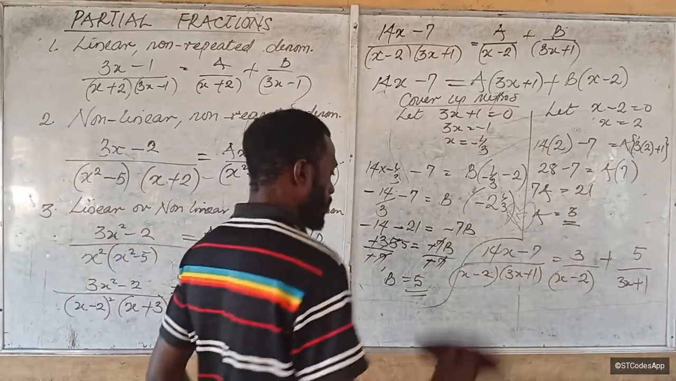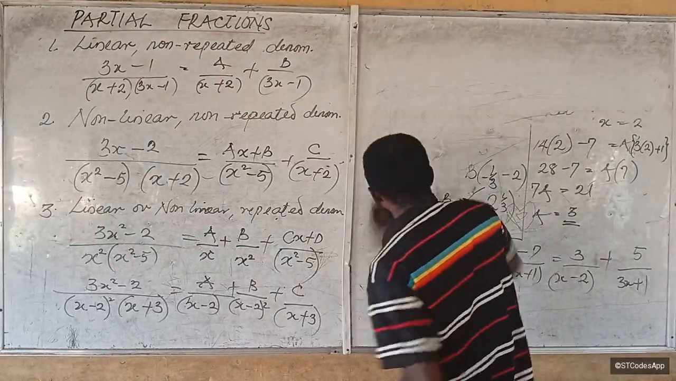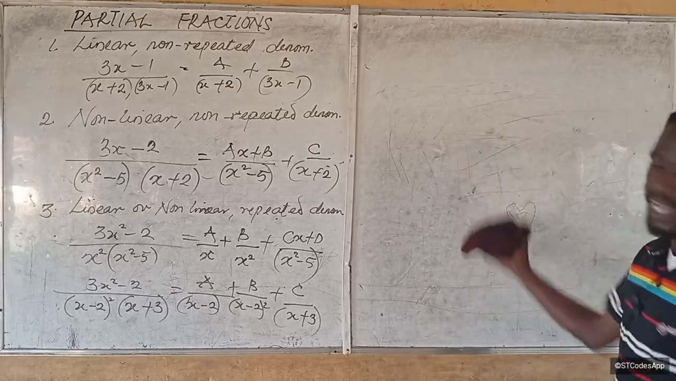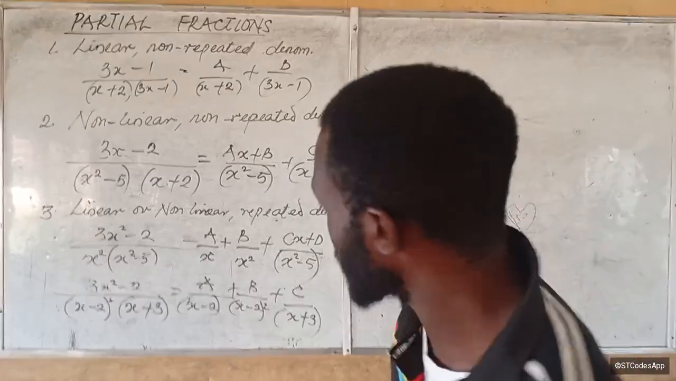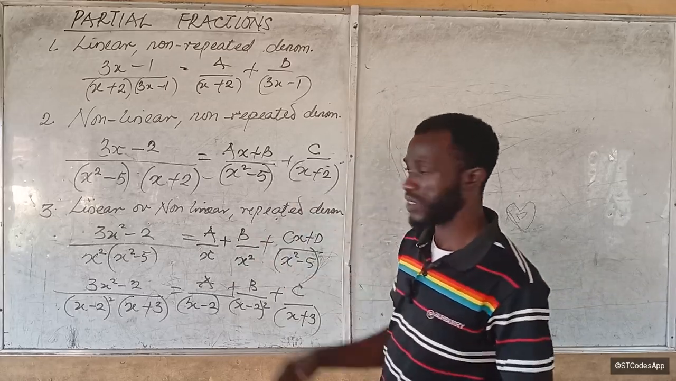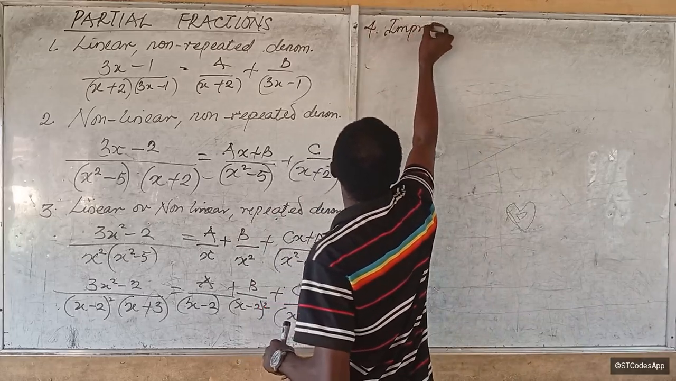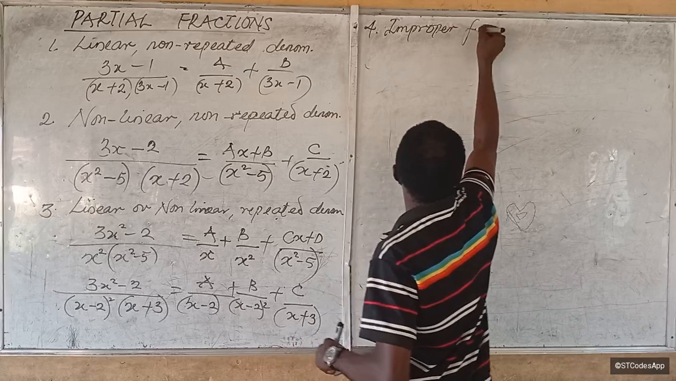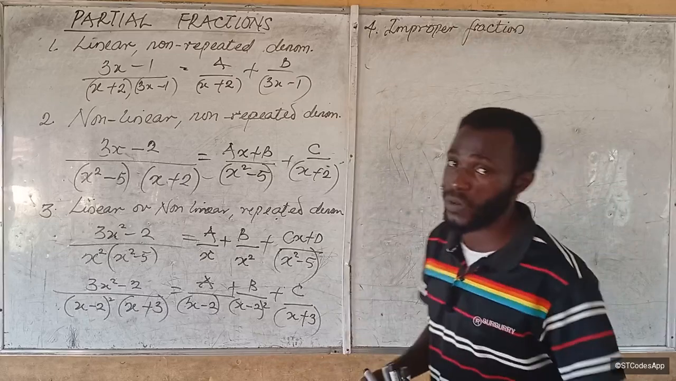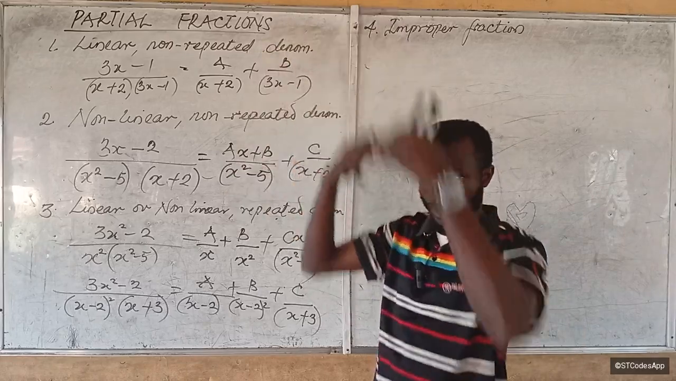Then the last form that you are likely to come across in your exam is the improper fraction. There are two methods I said I will show you here. I showed you only one. So I'm going to use the second method to solve, maybe let me solve this and maybe one of these. But let me show you the fourth one first. The fourth one is the improper fraction. Now, what is an improper fraction in this case? An improper fraction is one in which the numerator is higher in degree than the denominator.